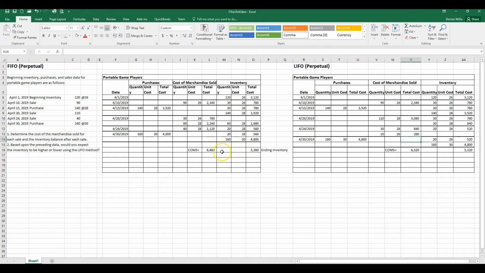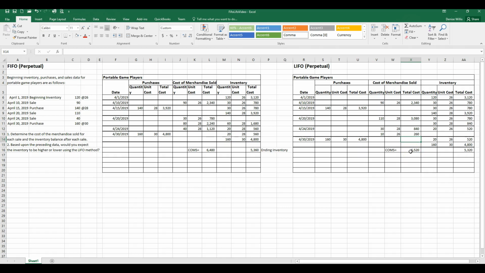Okay, so now what I was saying, under the cost of merchandise sold for FIFO, you are selling the earlier ones first. So this has the smaller, earlier cost, assuming rising prices. This one, you're selling the later ones that under rising prices would cost more. So you would expect this to be higher.